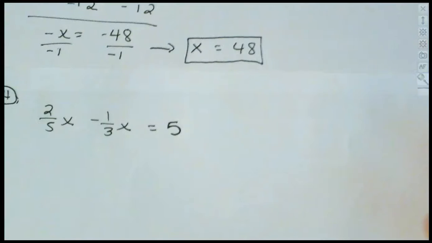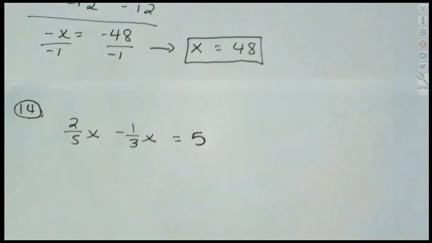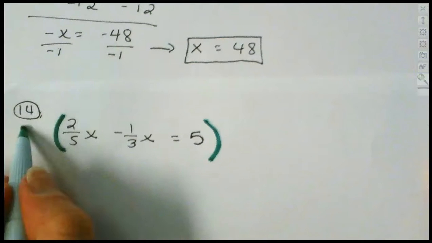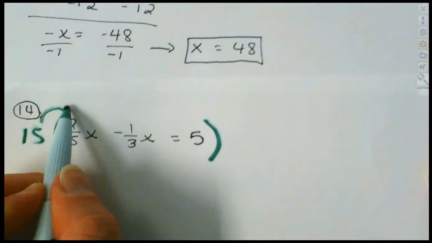Well, we're in luck because there are no parentheses to worry about. So all we have to do is clear out our fractions. And what are our two numbers in the denominator? Yep, 5 and 3. And the least common denominator of 5 and 3 is going to be that 15. So we're going to have to multiply everything by a 15.